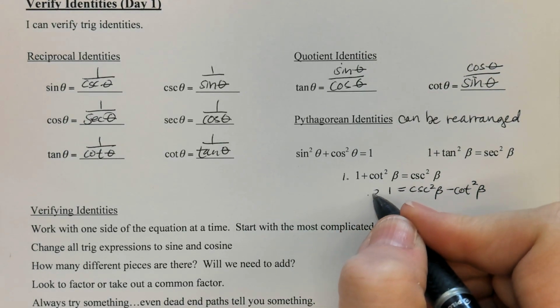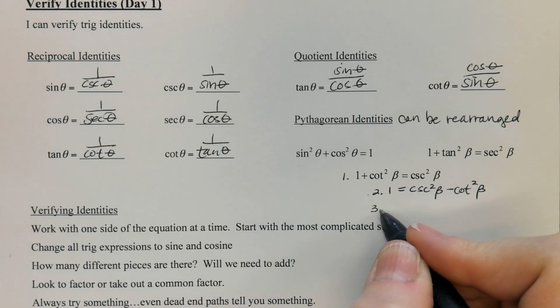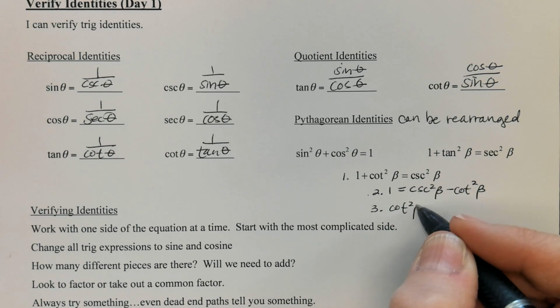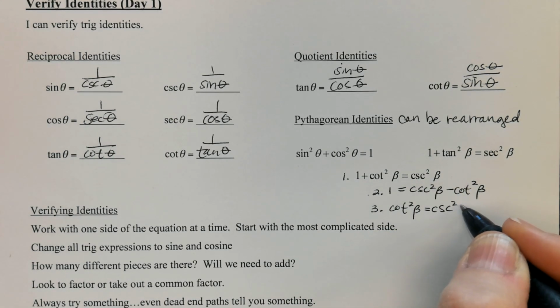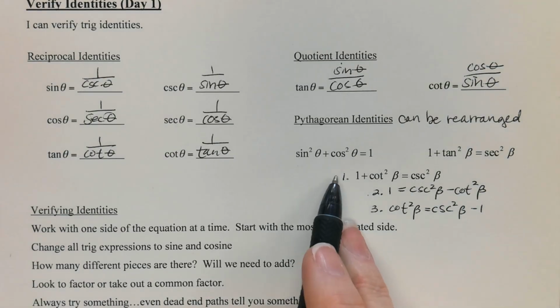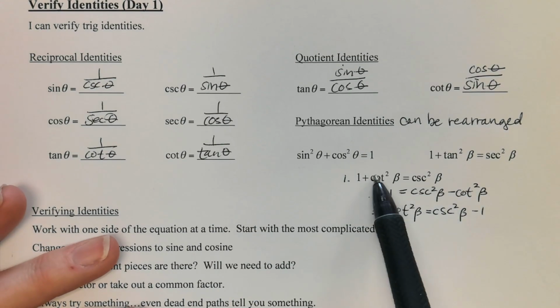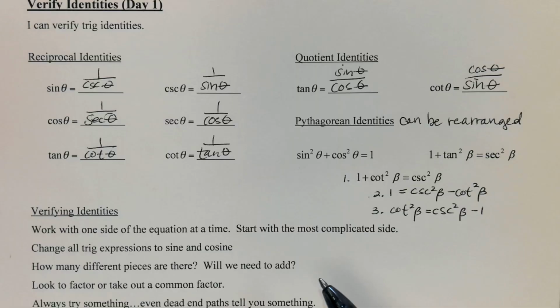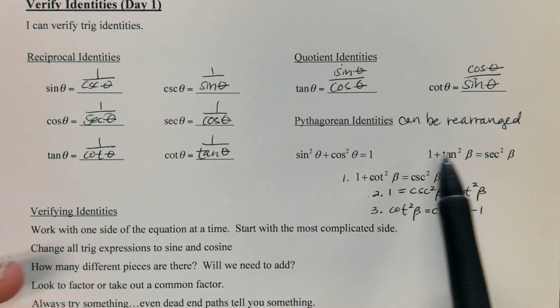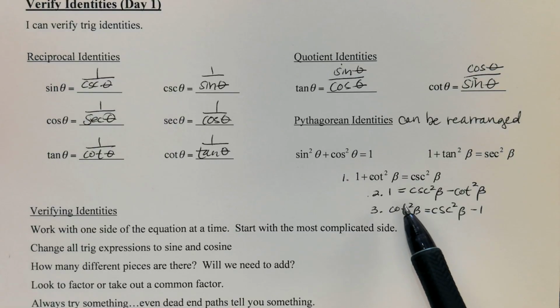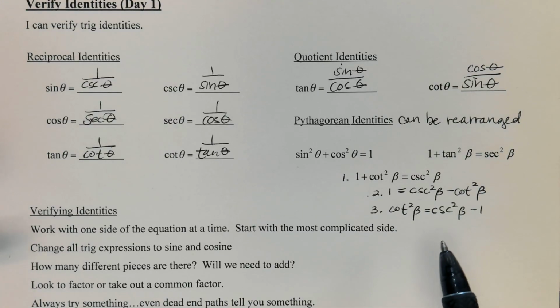So this is a version, this is a version. Another one could be, what if I moved the 1 over there? So cotangent squared could equal cosecant squared minus 1. So that's just three different ones. There are more than that. I'm going to show you how to use them when we find squares in our verifying identities. We're just going to come up here and rearrange them to match what we have in the problem. Each of these can be rearranged to be a variety of other substitutable things.